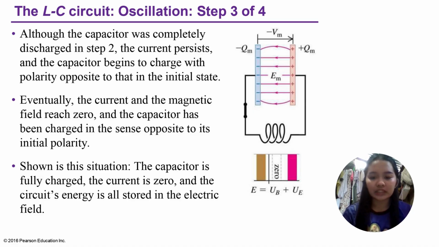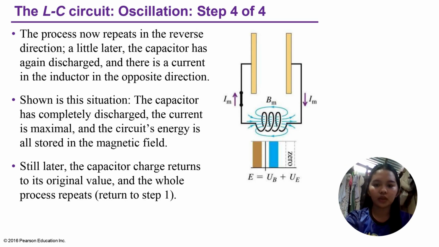So as the capacitor charges, the current decreases and the magnetic field around the inductor collapses. So eventually, the current reaches zero and the capacitor is fully charged with the opposite polarity, and all the energy is now stored in the capacitor's electric field again.